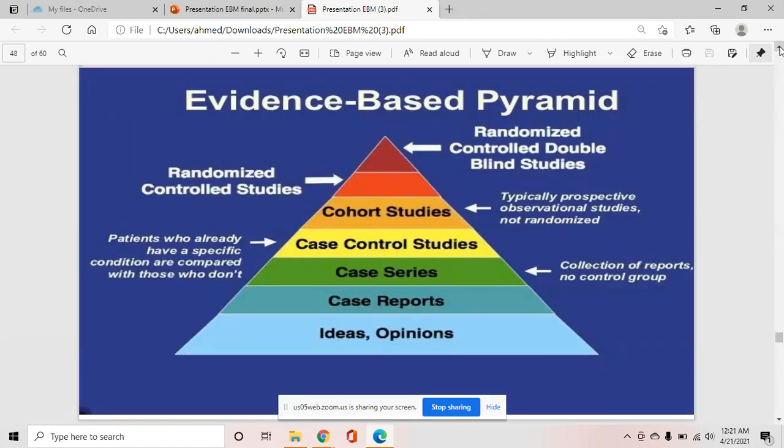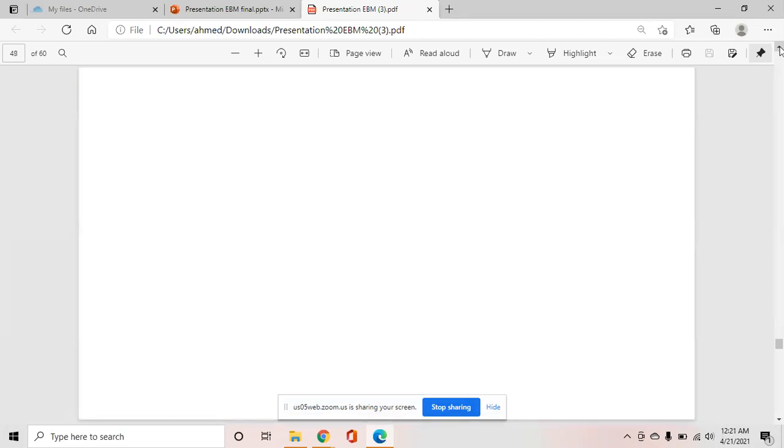This slide shows the evidence-based pyramid. On the top are randomized controlled double-blind studies. Randomized controlled studies come after that. Cohort studies are typically prospective observational studies, non-randomized. In case control studies, patients who already have specific conditions are compared with those who don't. Case series, case reports, ideas, and opinions are all included at the bottom.